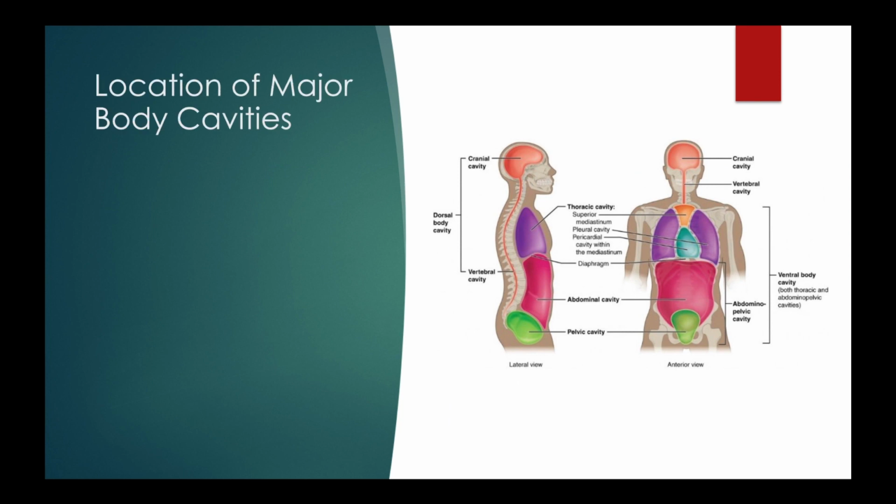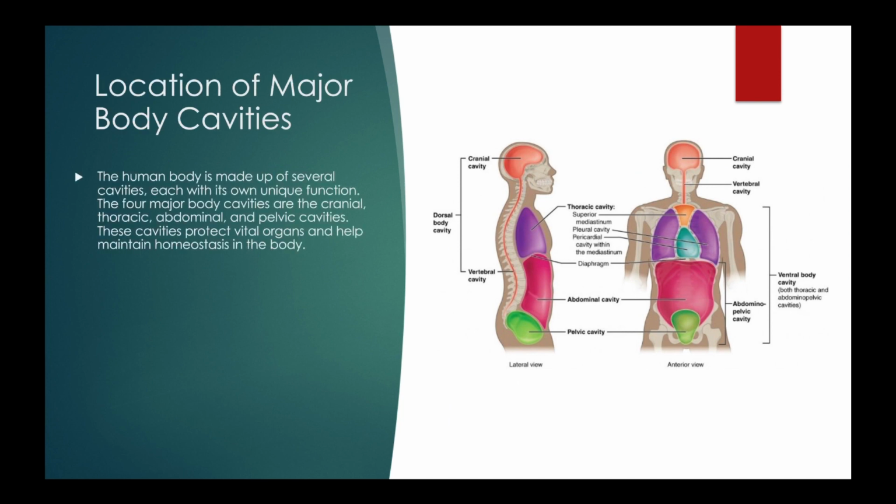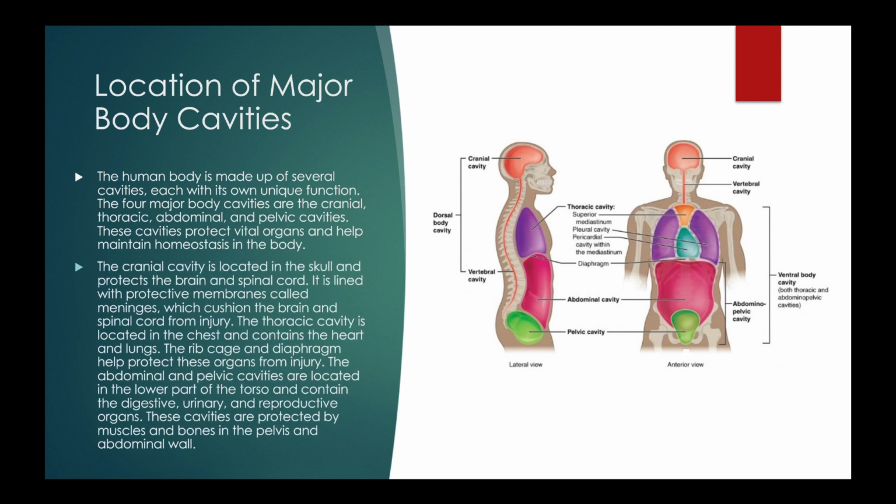Location of major body cavities. The human body is made of several cavities, each with its own unique functions. The four major body cavities are the cranial, thoracic, abdominal, and pelvic cavities. These cavities protect vital organs and help maintain homeostasis in the body. The cranial cavity is located in the skull and protects the brain and spinal cord. It is lined with protective membranes called meninges, which cushion the brain and spinal cord from injury.